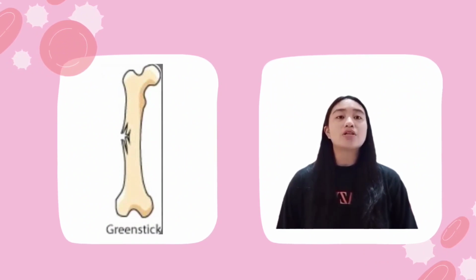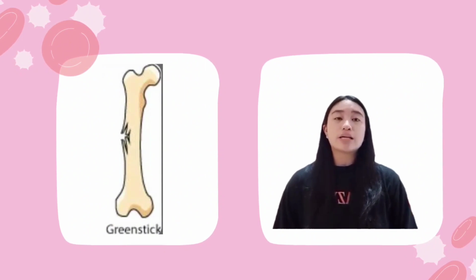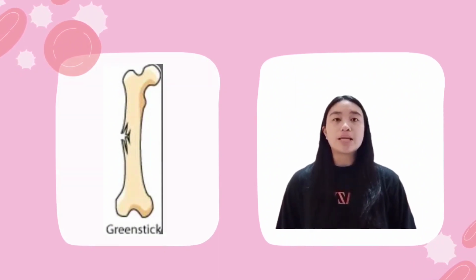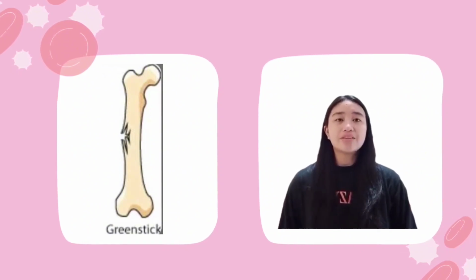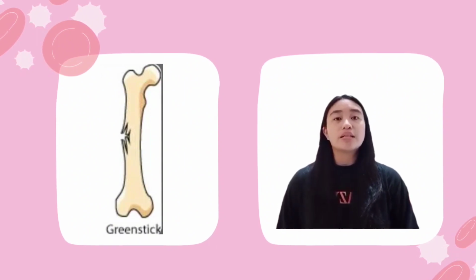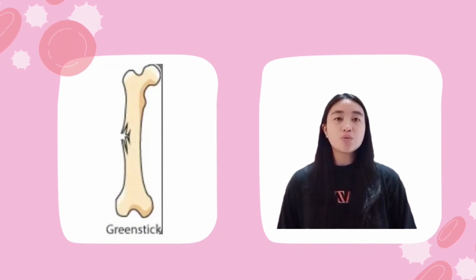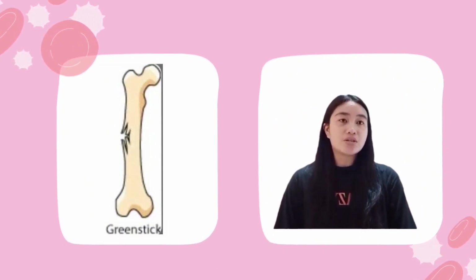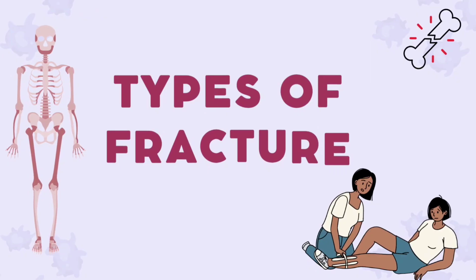It is a partial thickness fracture where only the cortex and periosteum are interrupted on one side of the bone but remain uninterrupted on the other. They occur most often in long bones including the fibula, tibia, ulna, radius, humerus, and clavicle. That's all for the classifications of fracture. Now let's move on to the next reporter.